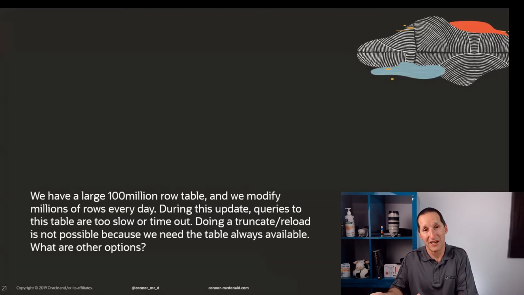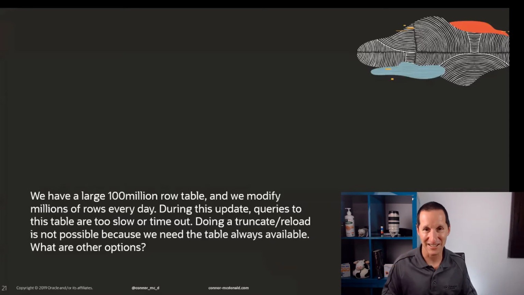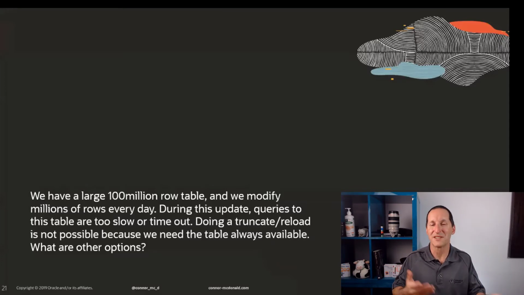So they tried an alternative, which was rather than update millions of rows, they truncated and reloaded the table. But obviously, the moment you truncate the table, everyone's queries start going horribly wrong. They're sort of stuck between a rock and a hard place. What are some of the options?